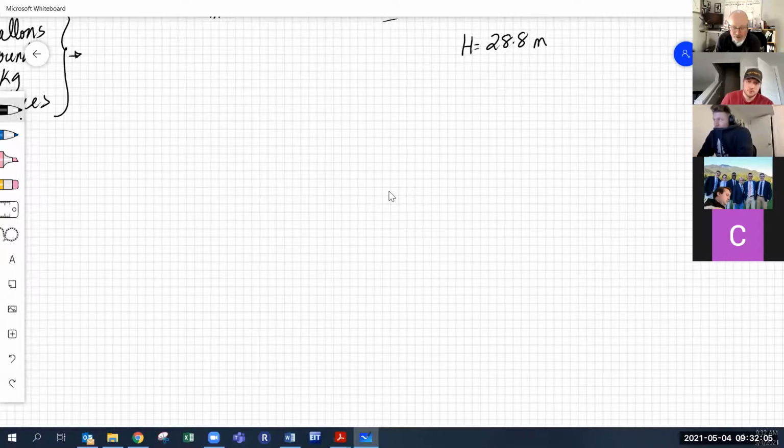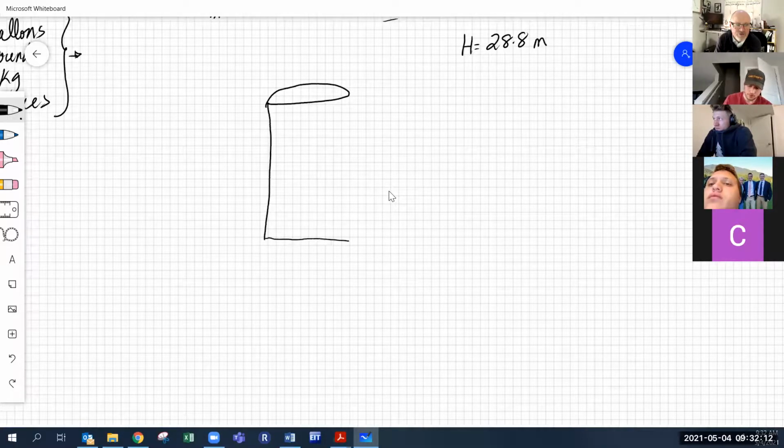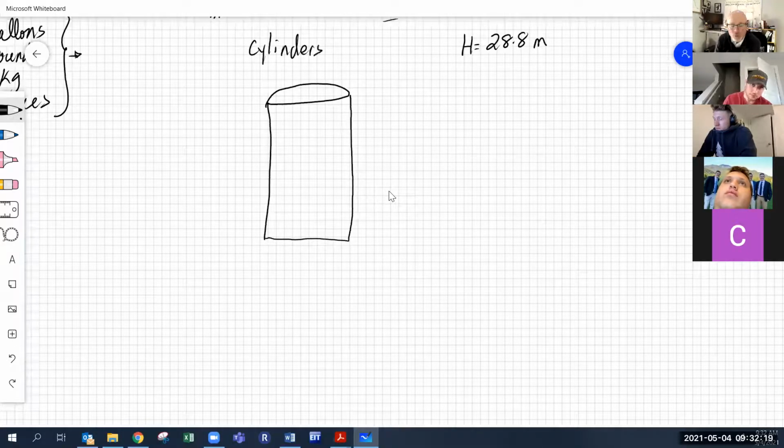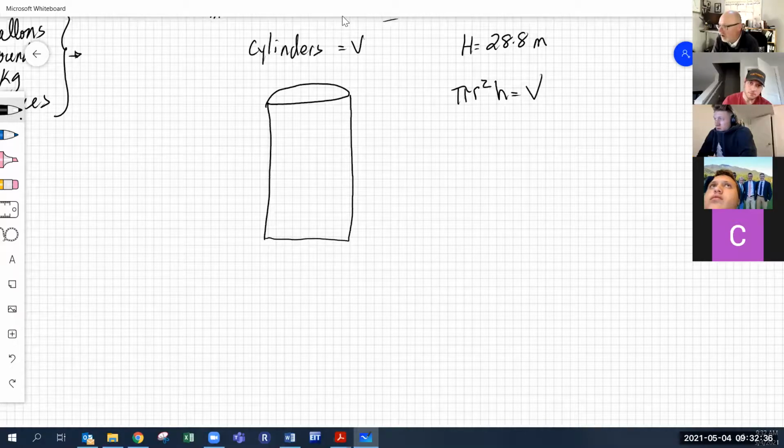So the volume of a cylinder is also very important to us. Cylinders also mirror what pipe is, right? Pipe is really just a cylinder. And the formula for the volume of a cylinder is pi r squared times height is equal to the volume of a cylinder.